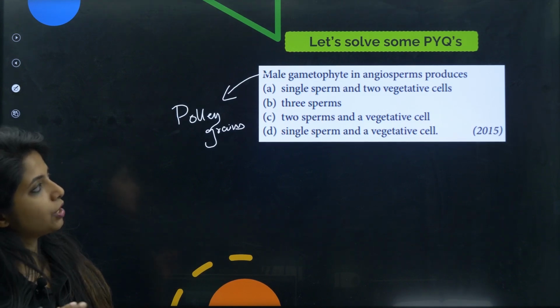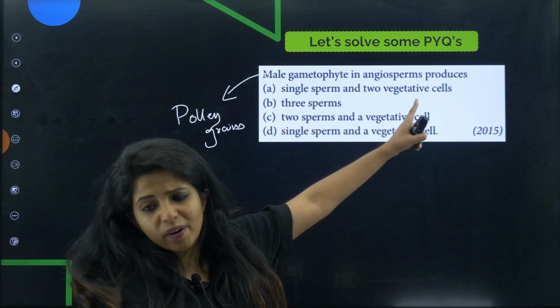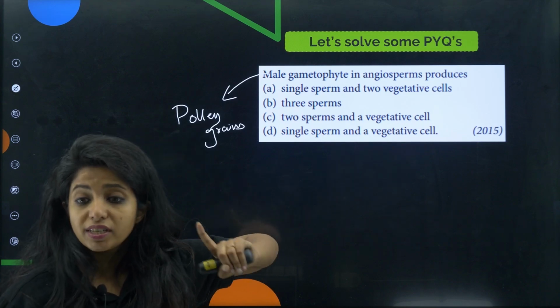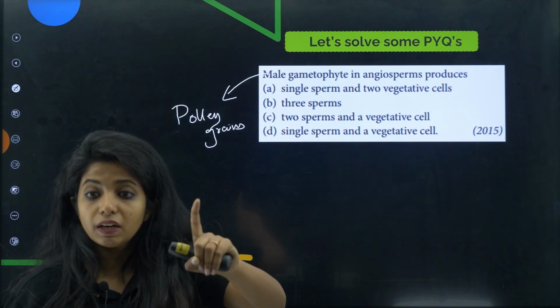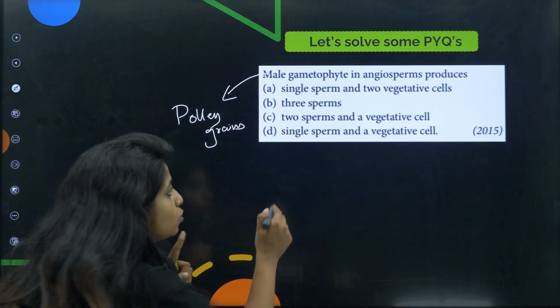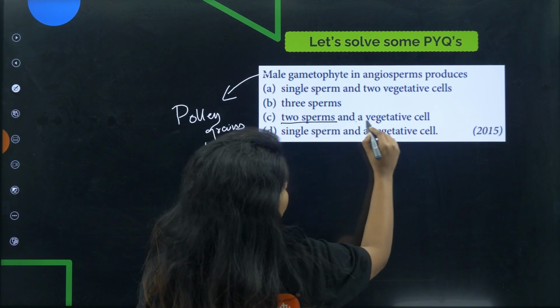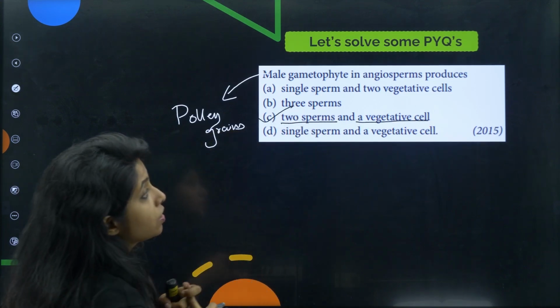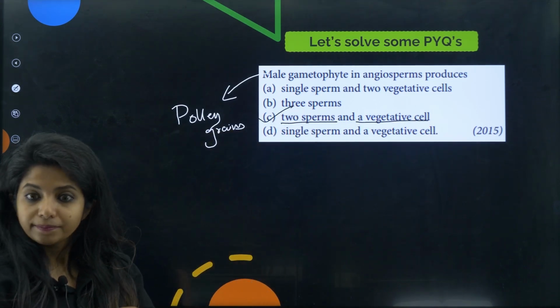Single sperm and 2 vegetative cells, or 3 sperms, or 2 sperms and a vegetative cell, or a single sperm and a vegetative cell? Is it producing 2 vegetative cells by any chance? No, it is just 1 vegetative cell, and then you have 1 generative cell which again divides into 2 male gametes. So 2 sperms and 1 vegetative cell. This is the correct answer. This came in the year 2015.